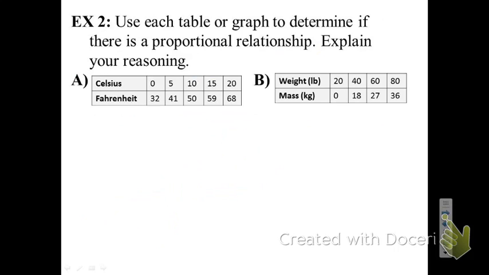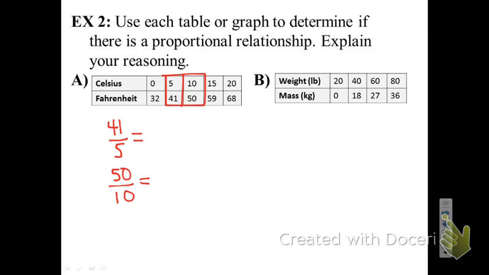So we're going to look at some examples. The first one, example 2 says to use each table or graph to determine if there is a proportional relationship and explain your reasoning. So what we're going to do with this table is we're going to take our two values just right in the middle. I don't like to take the first one, I don't like to take the last one. And we're going to compare these, and I'm going to put the Fahrenheit over the Celsius, and I'm going to see what that equals. I'm going to do the same thing with that second pair. I'm going to take the Fahrenheit over the Celsius and see what that equals.